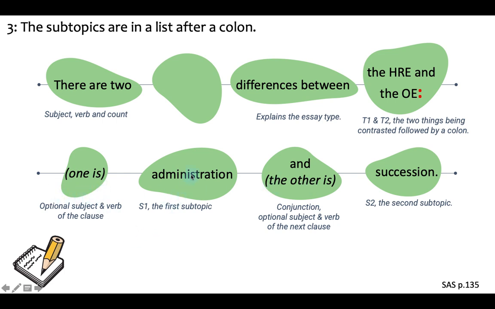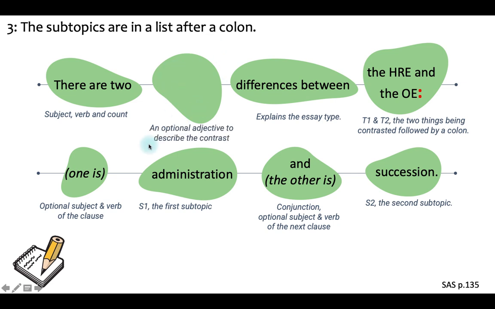Now you see I put these in parentheses here because those are optional. You could just say S1 and S2 are two subtopics. You don't need to write it in this full sentence form. It's up to you. So what do you think is missing here?